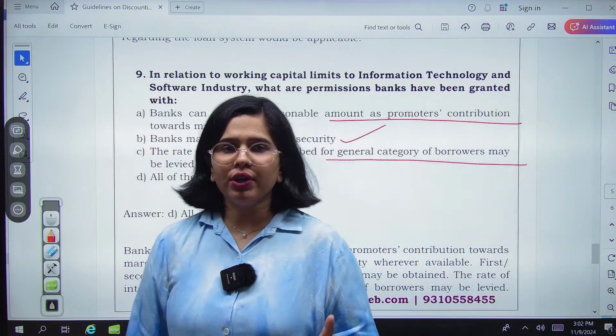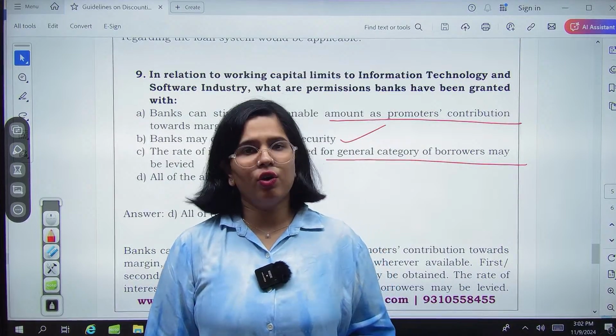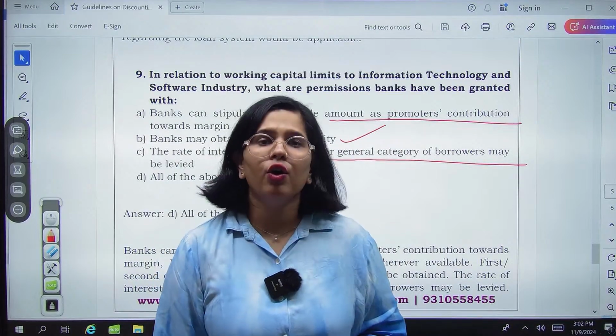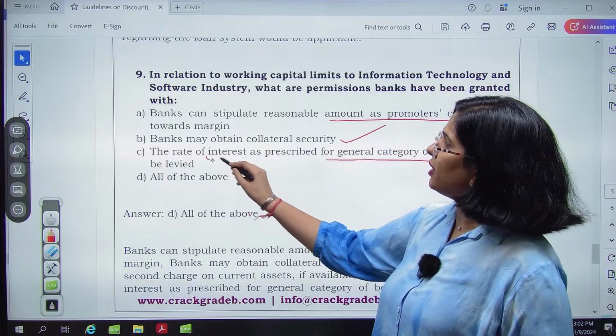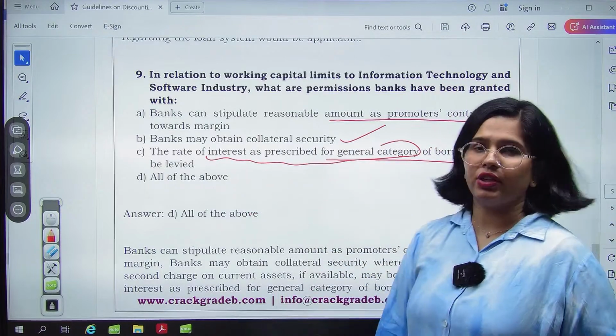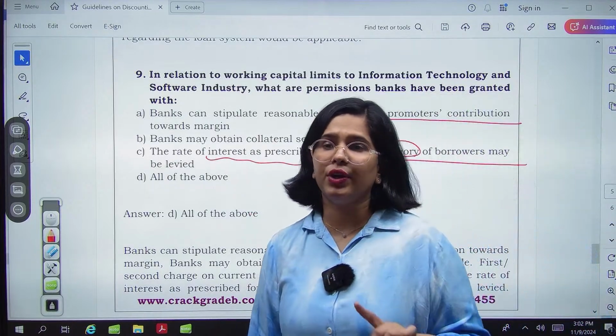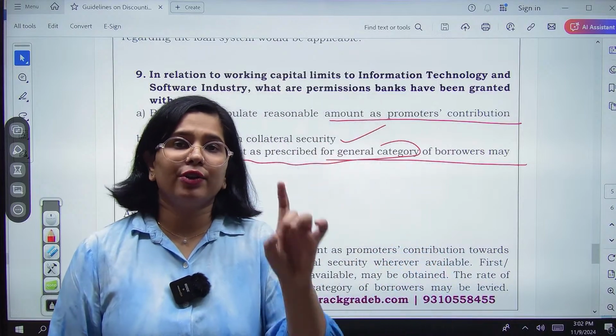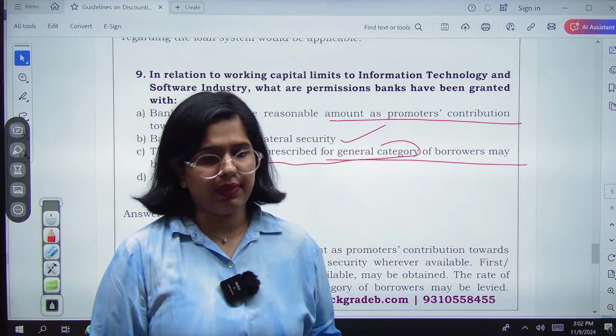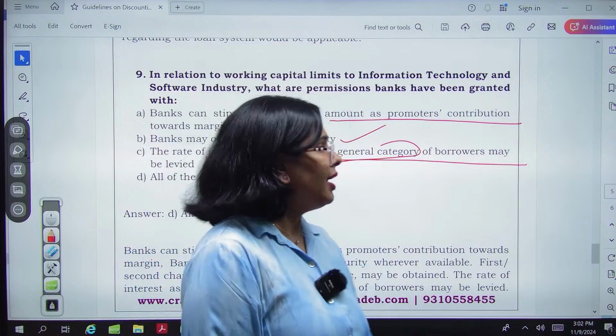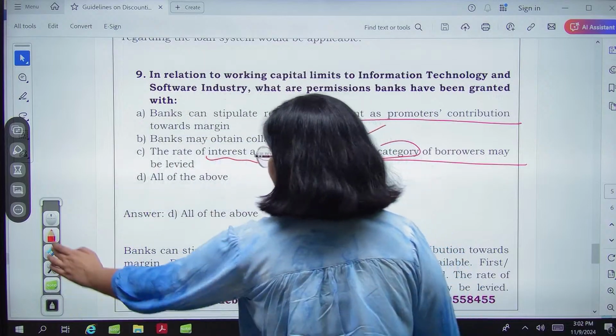Obviously, promoters से आप funds का demand कर सकते हो, collateral का demand आप कर सकते हो, right? And then you can also demand the rate of interest as has been prescribed for the general category of borrowers. So that particular kind of discretion related to charging of rate of interest is something that you also have, right? So these are all the facilities.